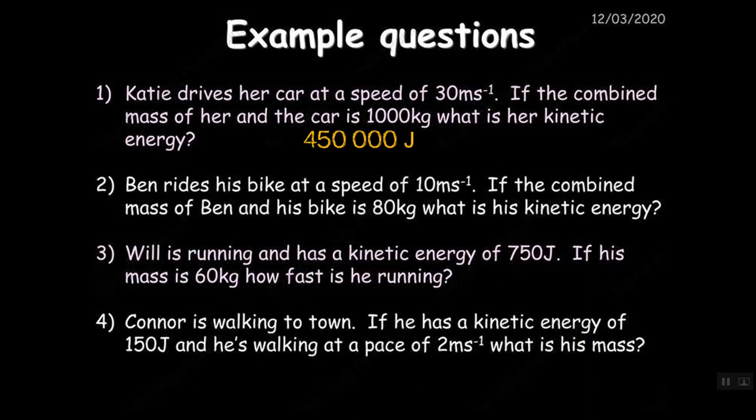Ben rides his bike at a speed of 10 meters per second. If the combined mass of Ben and his bike is 80 kilograms, what is his kinetic energy? So that's half times 80 times 10 squared. That gives us 4,000 joules.